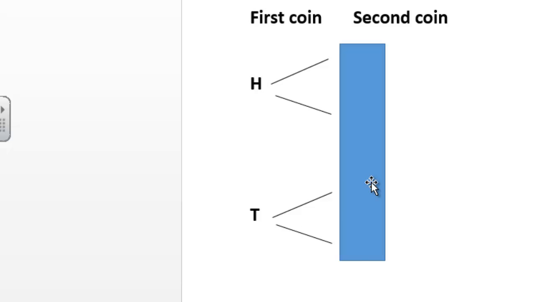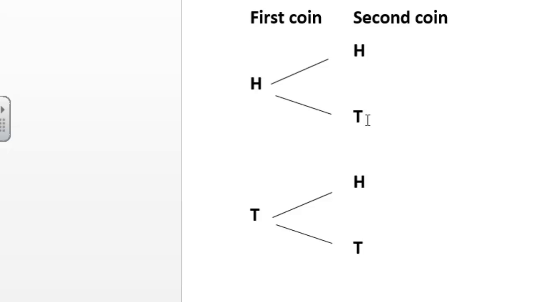For each of the first results, we have a second set of branches over here. These are the results from tossing the second coin. Both H and T attached to the first branch. If you tossed a heads with the first coin, you could still theoretically get both a heads or a tails with the second coin. The same is true if you tossed a tail the first time, heads or tails with the second coin.